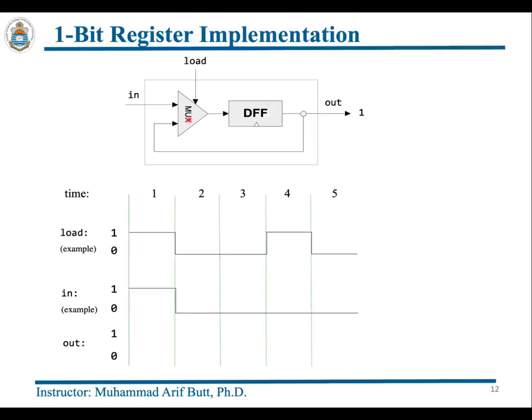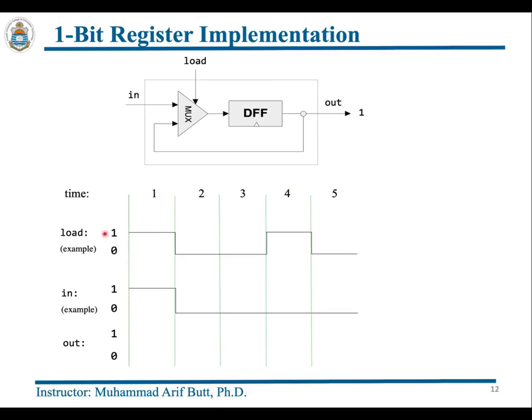So this is the final design of a 1-bit register using D flip-flop. There are two sources of input to the D flip-flop, as you can see. One input is the output from the previously stored state, and the other is the new input. And which one of these two inputs we want to plug in the flip-flop depends on the load input of this 2 by 1 mux. Let us understand this using this timing diagram.